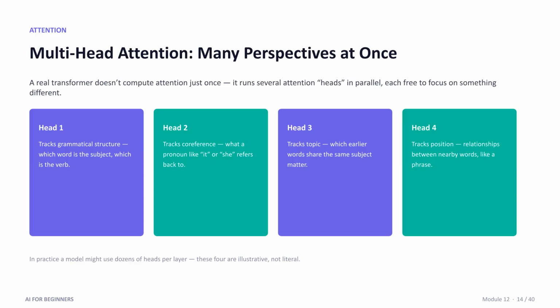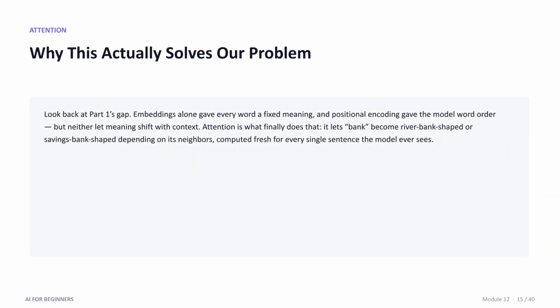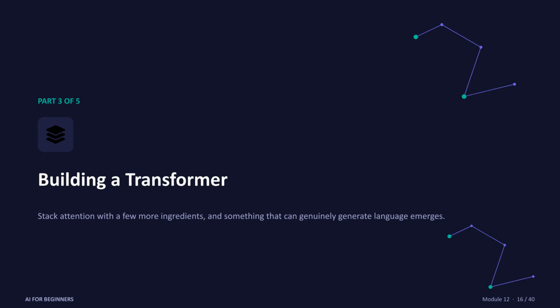Transformers use multi-head attention, running several mechanisms in parallel. Each head can focus on different aspects of language, such as grammar, coreference, or topic, providing a multidimensional perspective of the text. Ultimately, attention enables context-aware word meanings. It allows the model to compute meanings on the fly, tailoring the representation of words like bank to the specific sentence being processed. Now that we understand tokens and attention, we look at how to build a transformer.